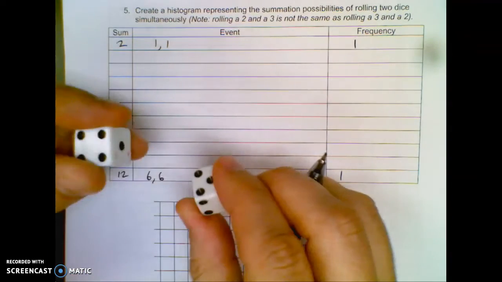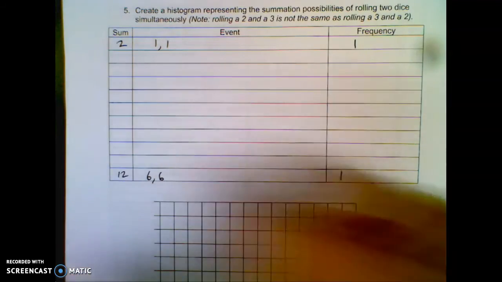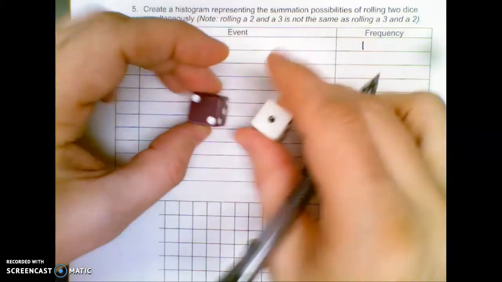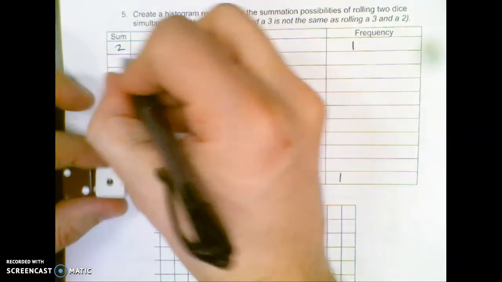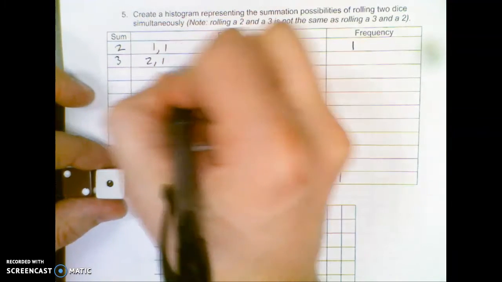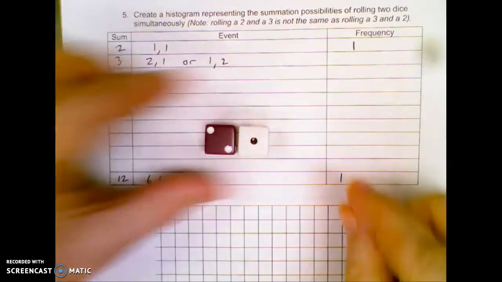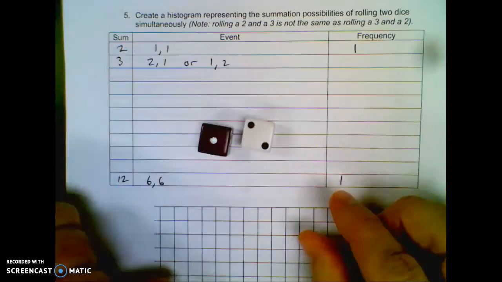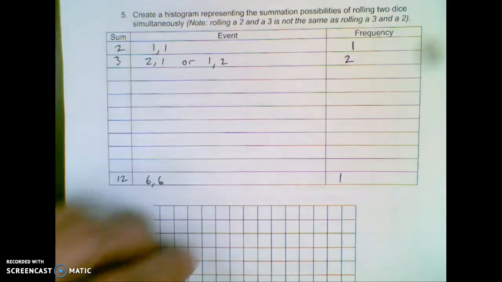Now rolling a 3, I'm going to change colors here. Rolling a 3 is actually easier than rolling a 2 because check out the 2 different colored dice. I could roll a 2 and a 1, or I could roll a 1 and a 2. And you can tell if they're different colored dice, this is a different roll than that. Okay, so there are 2 ways to roll a 3.